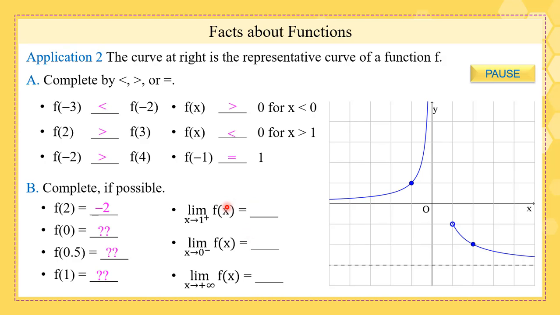Now let's see what is the limit as x tends to 1 plus. When x is at 1 plus, the limit in this case would be negative 1. And the limit as x tends to 0 minus, we can see that the curve is upward, so this becomes plus infinity. And when x is plus infinity, the curve is somewhere here, which is negative 3. So pay attention, if we want to find f of 2, this would be a number, whereas the limits could be numbers or infinities.